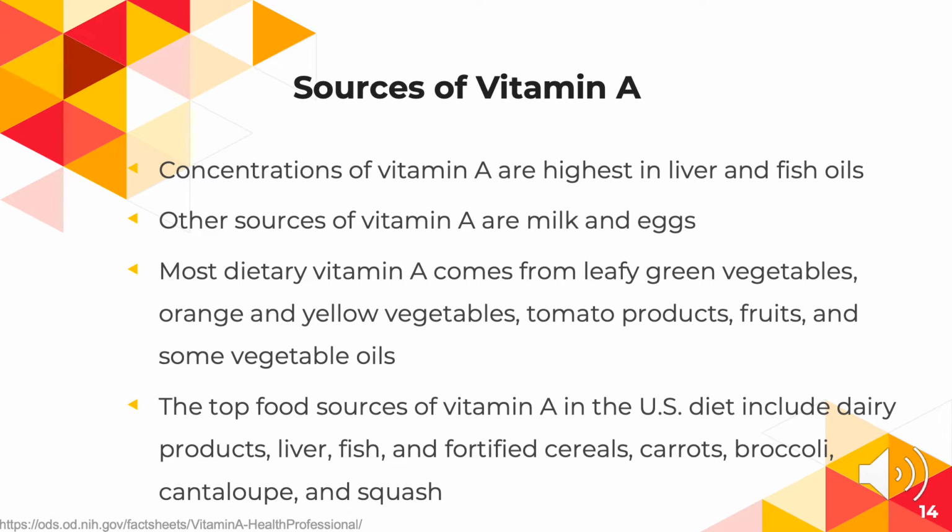Some sources of vitamin A. Concentrations of vitamin A are at the highest in liver and fish oil. Other sources of vitamin A can be found in milk and eggs. Most dietary vitamin A comes from leafy green vegetables, orange and yellow vegetables, tomato products, fruit, and some vegetable oils. The top sources of vitamin A in the U.S. diet include dairy products, liver, fish, fortified cereals, carrots, broccoli, cantaloupe, and squash.